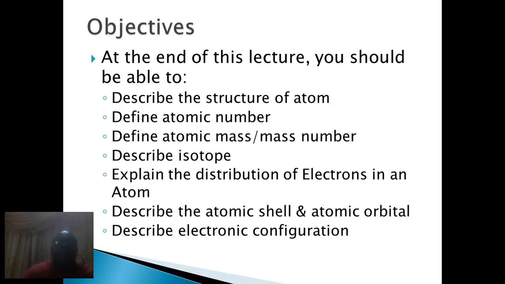And at the end of this lecture, we are expected to be able to describe the structure of an atom, define atomic number, define atomic mass or mass number as you like, describe isotope, explain the distribution of electrons in an atom, describe the atomic shell and atomic orbital, and also be able to describe the electronic configuration of atoms.